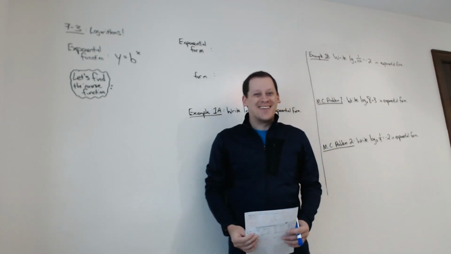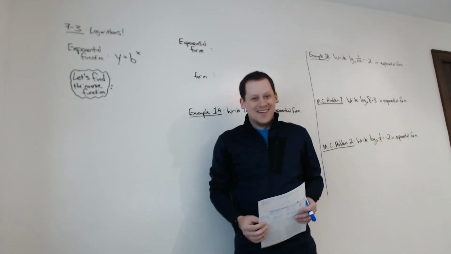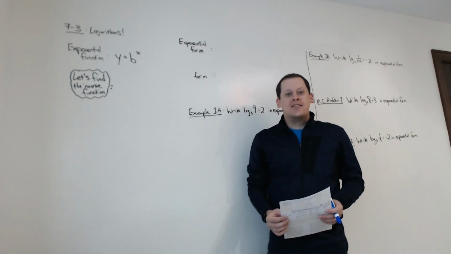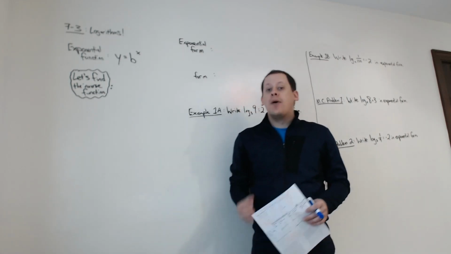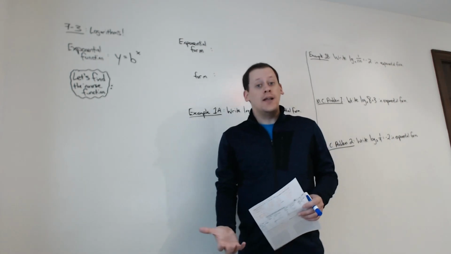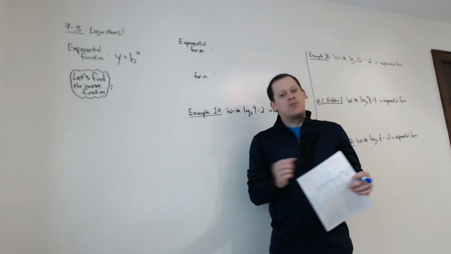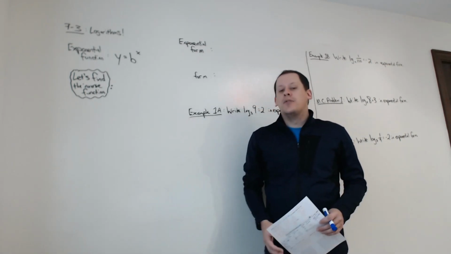Alright, welcome back. So, we're going to start Chapter 7, Section 3 today. And we've been talking in the first couple sections of this chapter about exponential functions. We talked about how to graph them, what they look like, and we've messed around with them a little bit and solved some equations and inequalities with exponential functions.